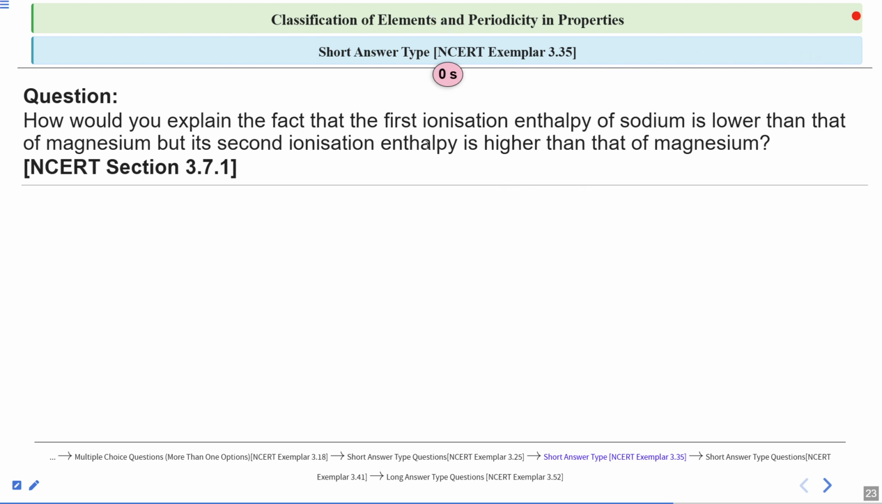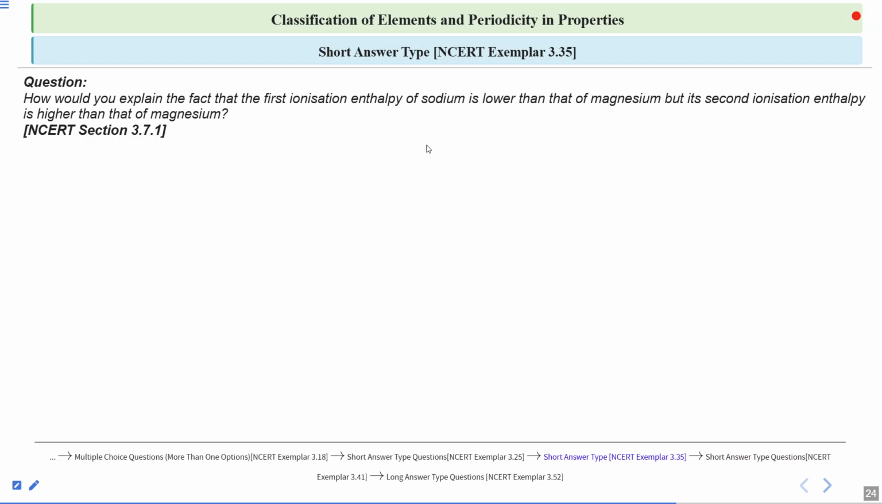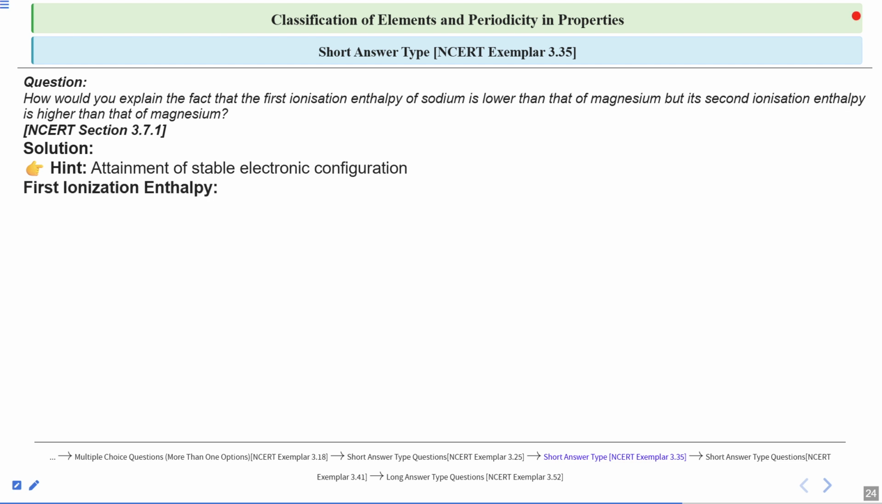Okay, so let us move to the answer. First we will talk about the first ionization enthalpy. In this question, our main focus would be the attainment of a stable electronic configuration. If you consider the first ionization enthalpy, in the case of sodium, this is the electronic configuration. We have to remove 1 electron from here. If this is true, then what can we say? That it will easily lose 1 electron to become sodium plus.